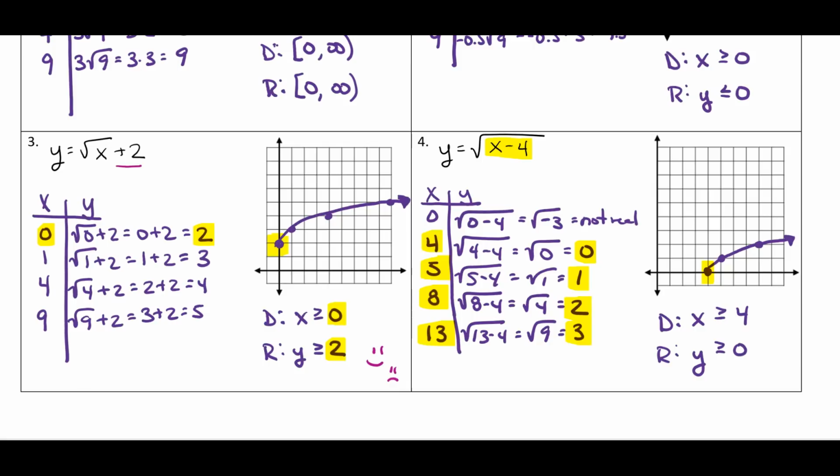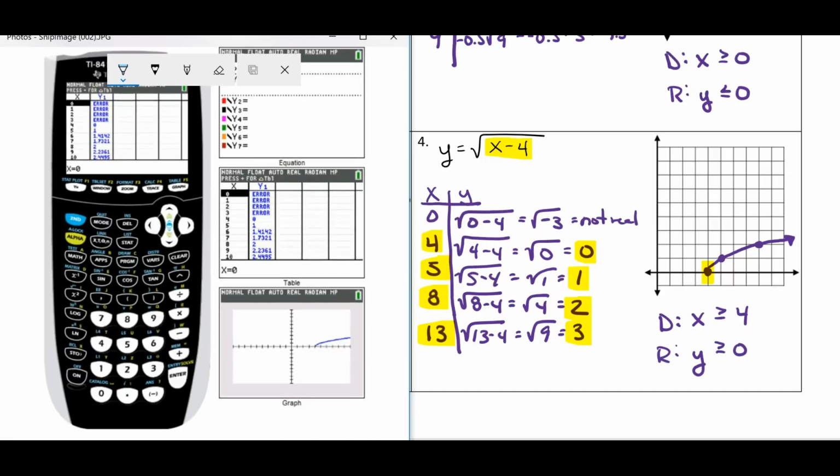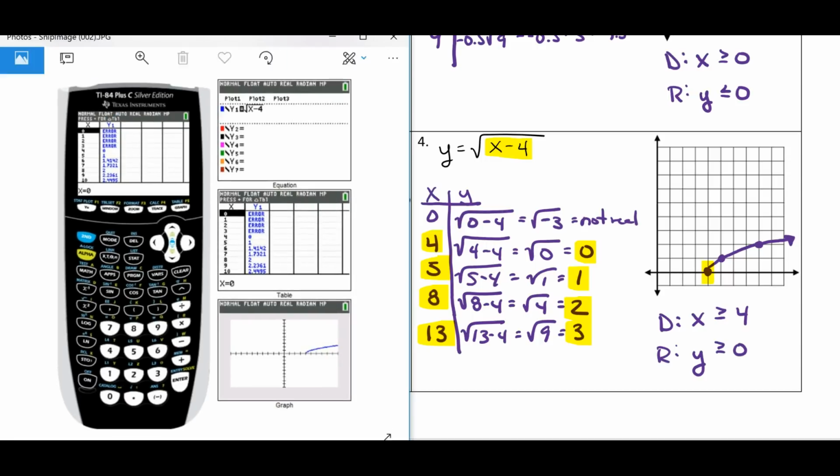So you can use a calculator, and I will show you. In the graphing calculator here, notice I've typed in the square root of x minus 4. And when I've typed that in, I end up with a table. And notice it says 0, 1, 2, 3. See how it says error, error, error? That's because those are values that are not real. This calculator is only going to give me real values because that's what we're trying to graph.